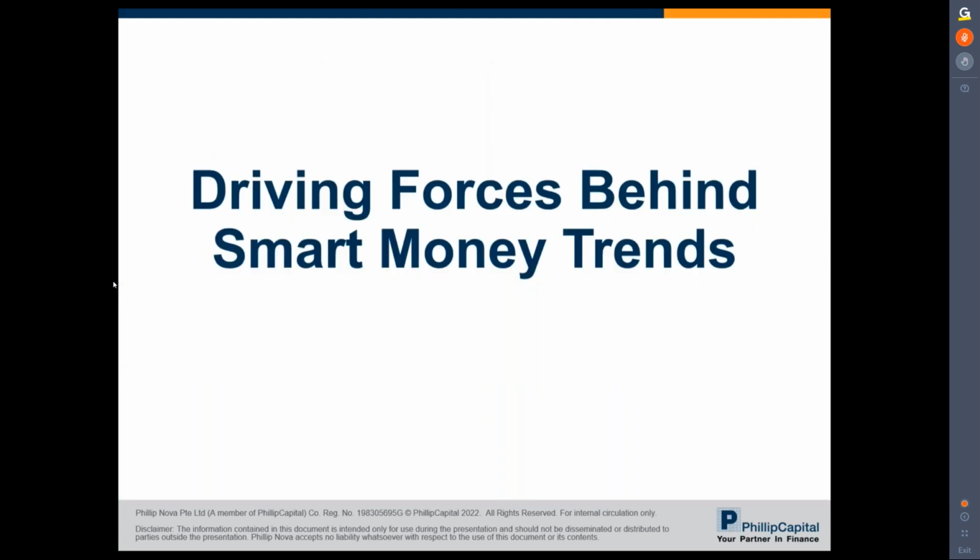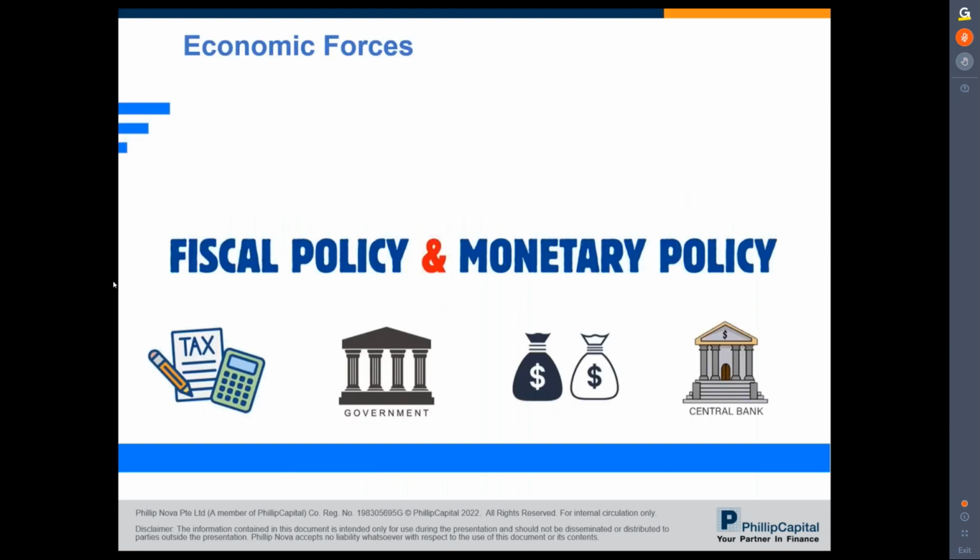And what are the driving forces behind all this smart money movement? There are various driving forces from macro to micro. So let's start off with the macro forces first. Firstly, it could be because of economic forces, as a result of fiscal and monetary policies by the government.